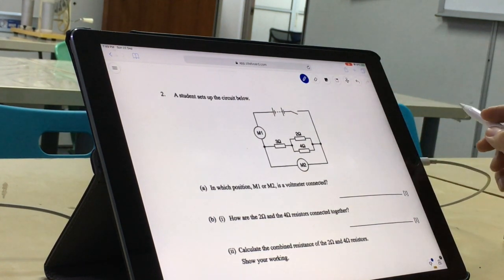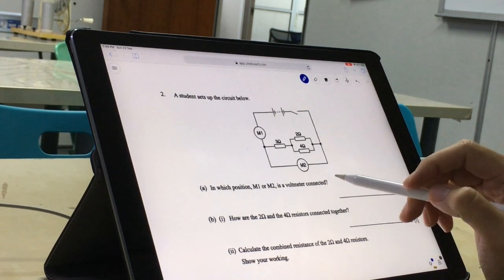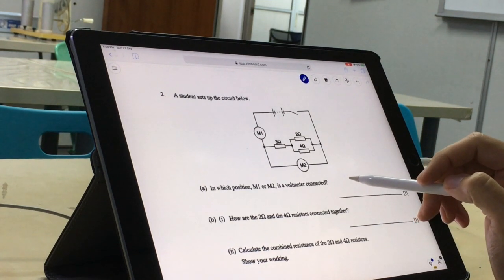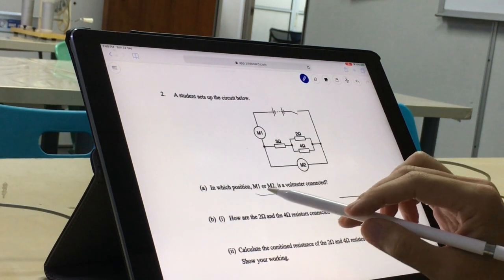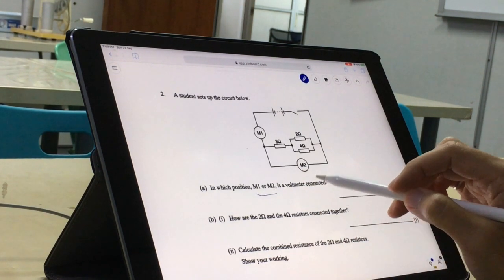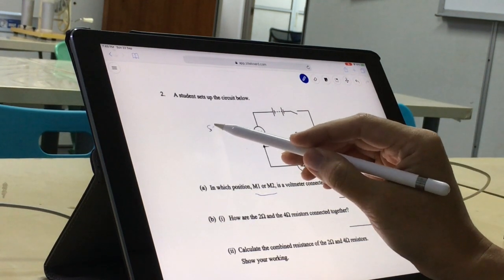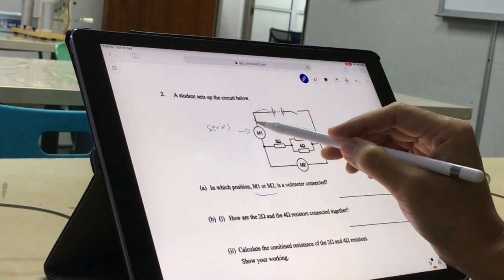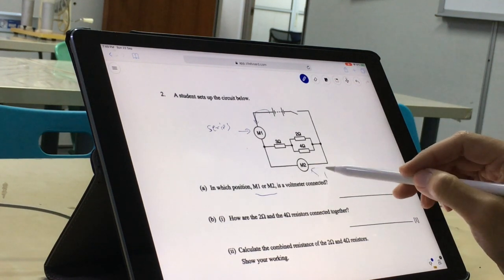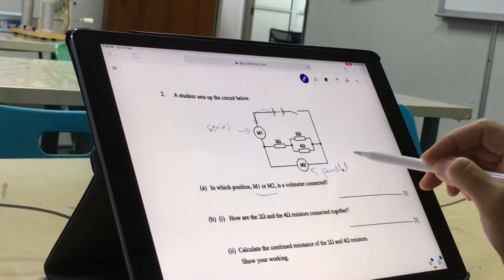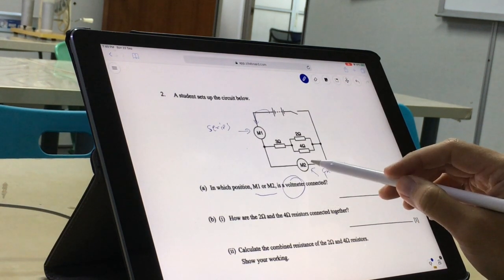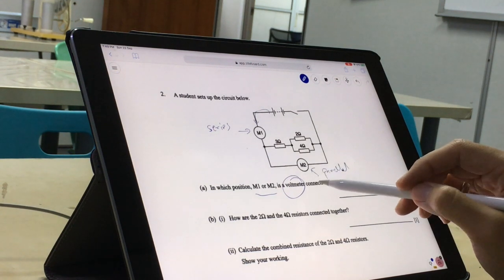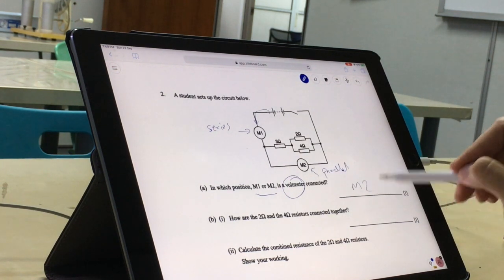Can you see the question? Do you know how to do this one? Not sure? Okay, never mind, I'll do it. In which position, M1 or M2, is a voltmeter connected? M1 is series, because it's within the circuit. This one is parallel. Remember, voltmeter. Why is M1 series and why is M2 parallel?